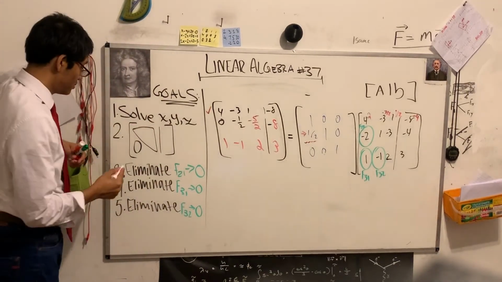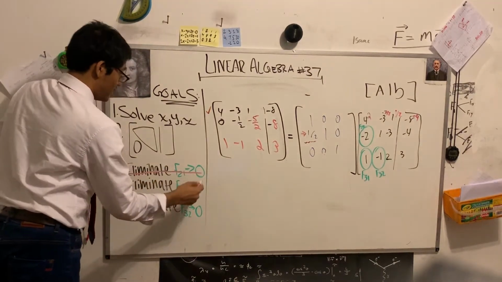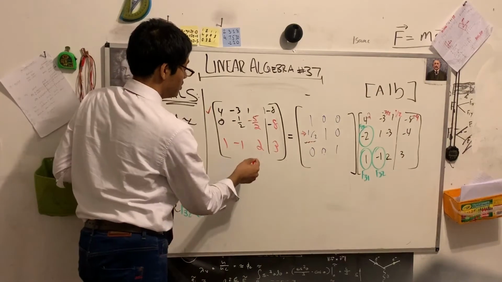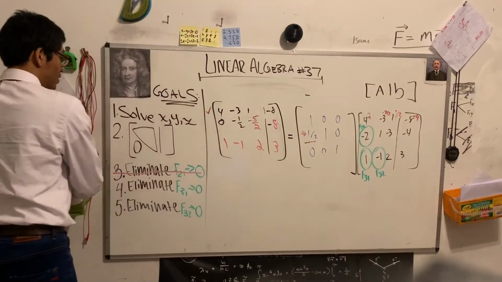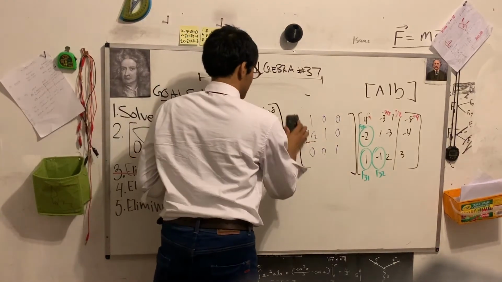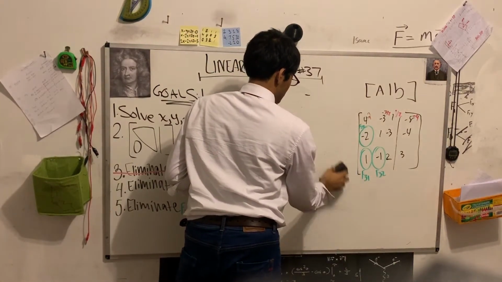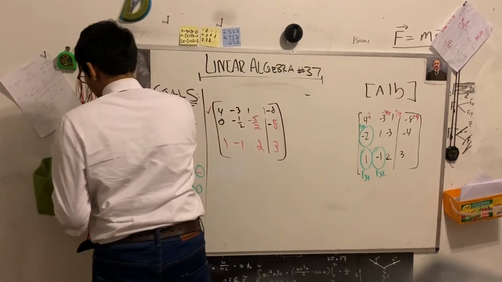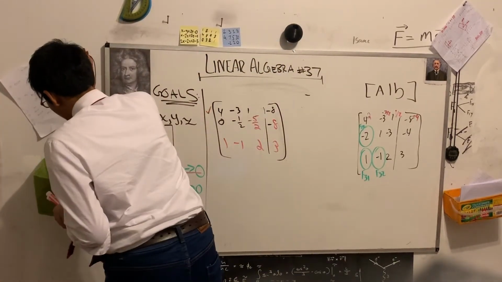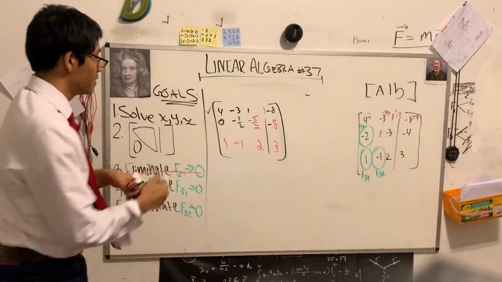Yes, class? Which one? F21. Perfect. Now, what I want you to do is the following. Can I erase this? Okay, so I'm going to erase this. Now, this is what I'm going to write on the board.